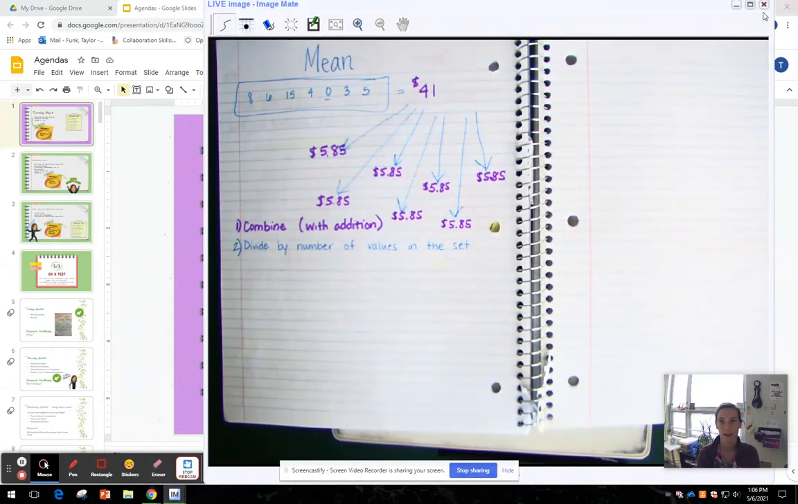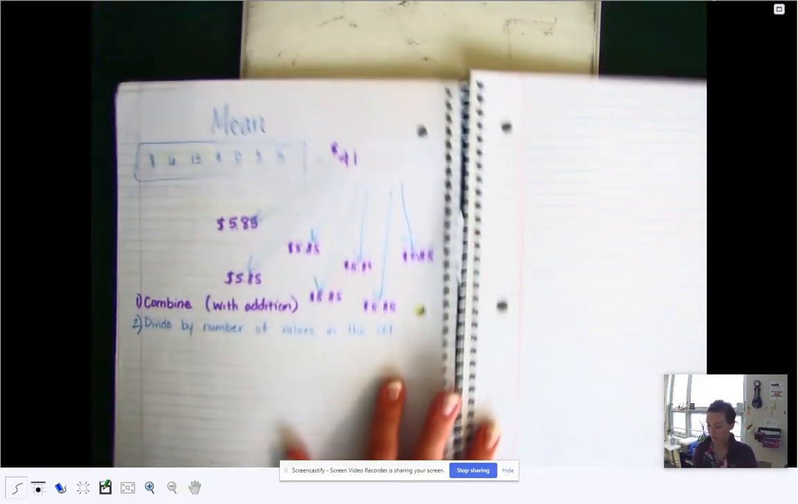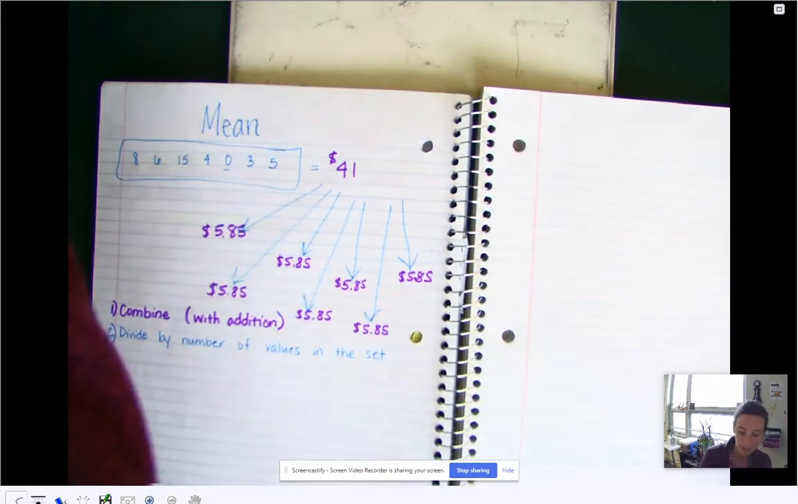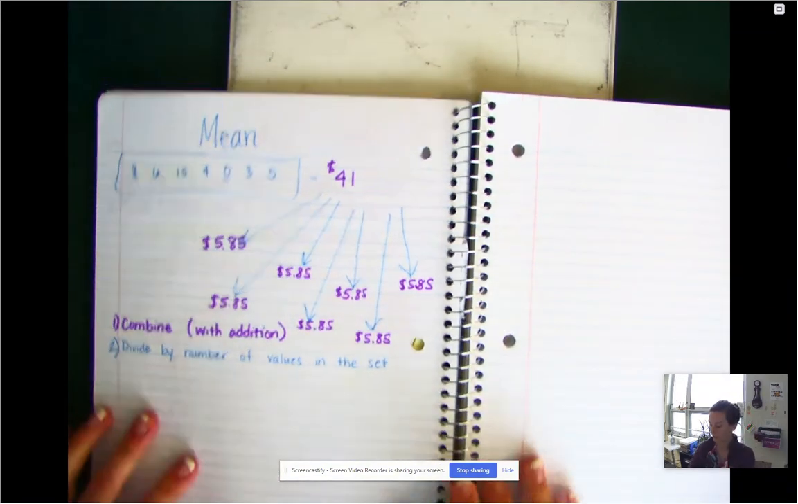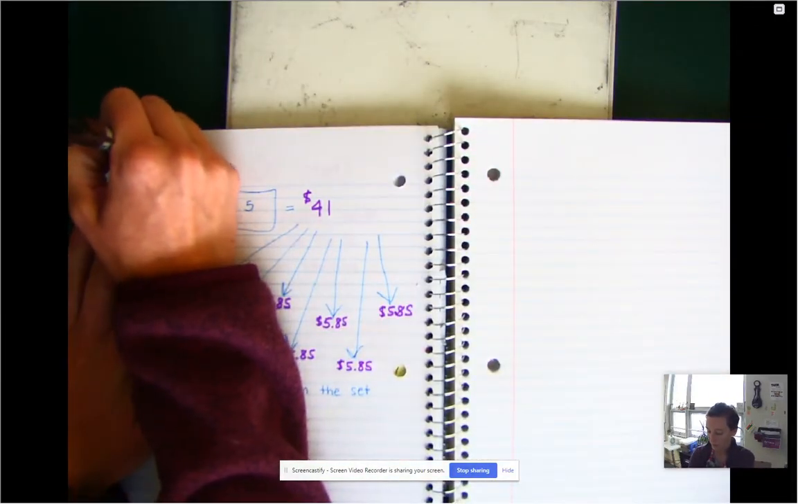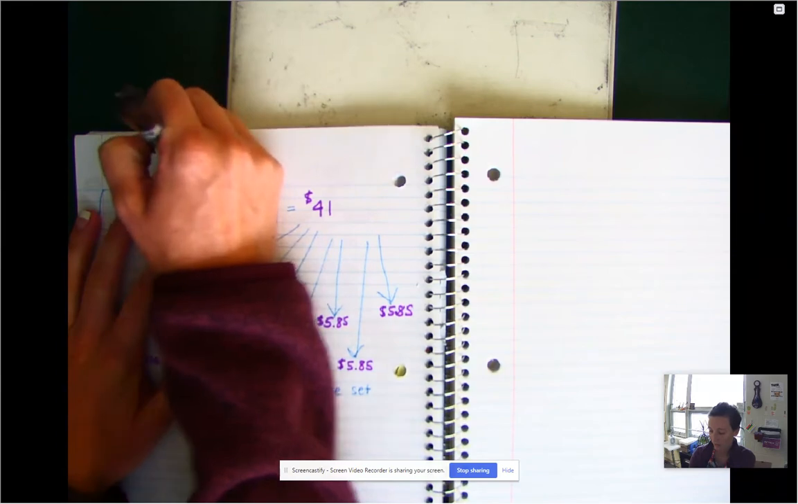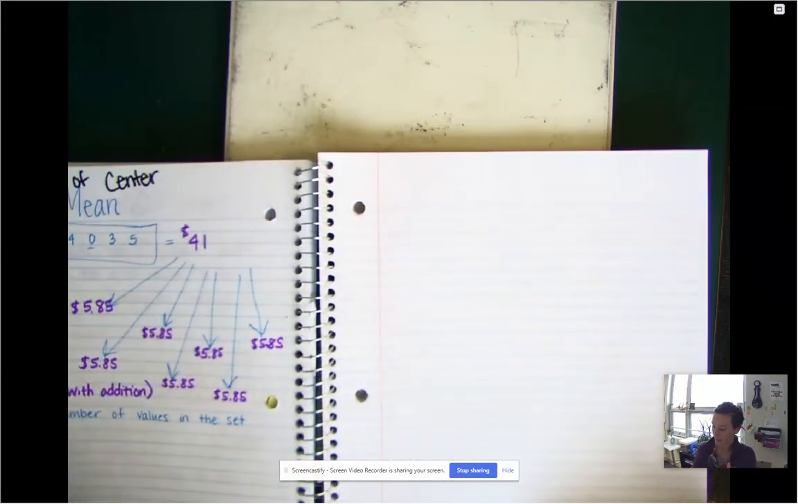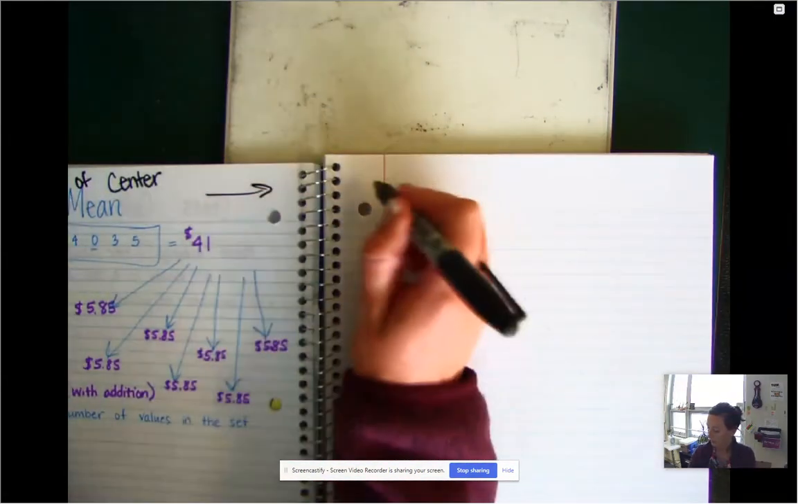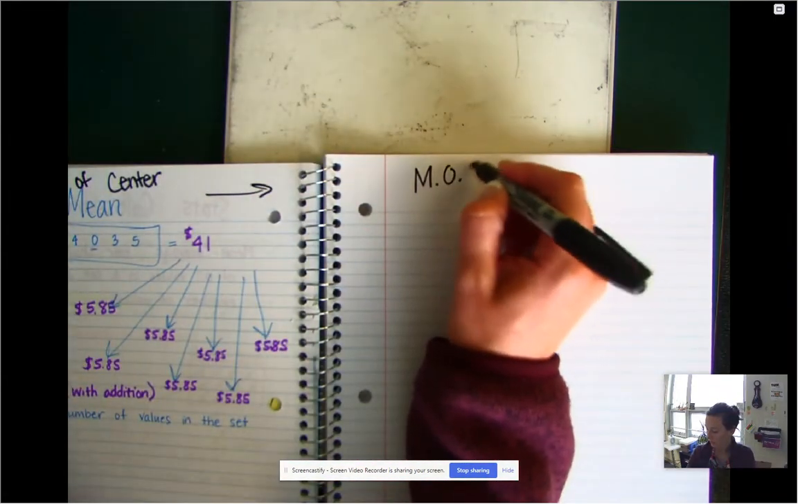Okay, we are on this right here. And actually, I know we wrote mean here, but this is going to be our measures of center, these two pages. A measure of center tells us about the middle of the data set or the average of the data set. This is also measures of center.